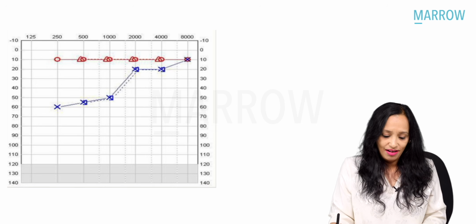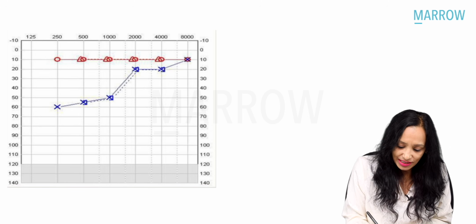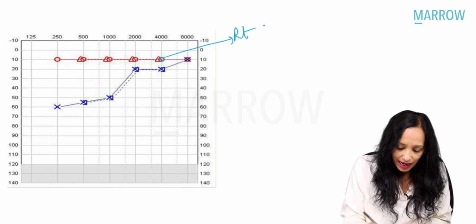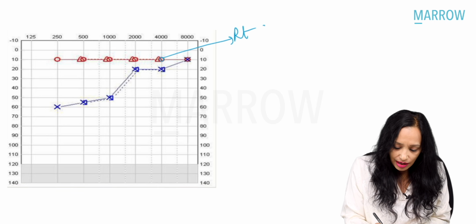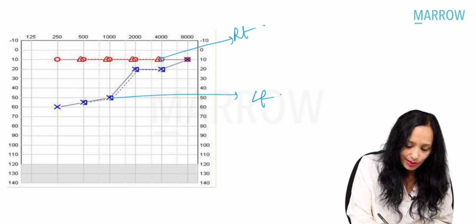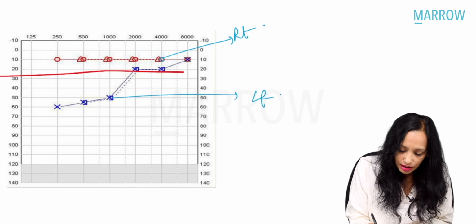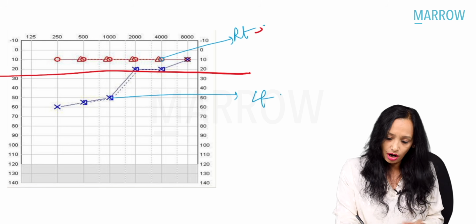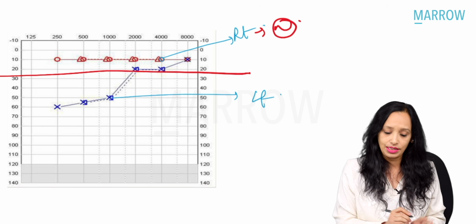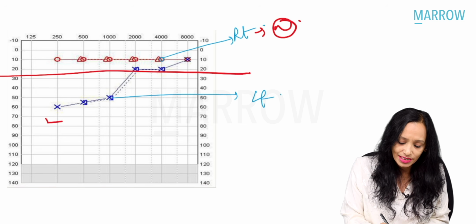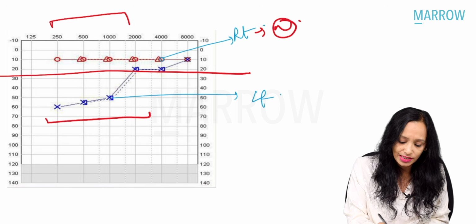Which ear? Looks like both the ears. Tell me what is this? Yes, round. Yes, this is the right ear. And this is the cross. And yes, this is the left ear. Okay, now let us see whether it is normal or not. Right ear is normal. Left ear, what about left ear? Yes, in the left ear we are seeing that there is hearing loss, but only in the low frequencies.